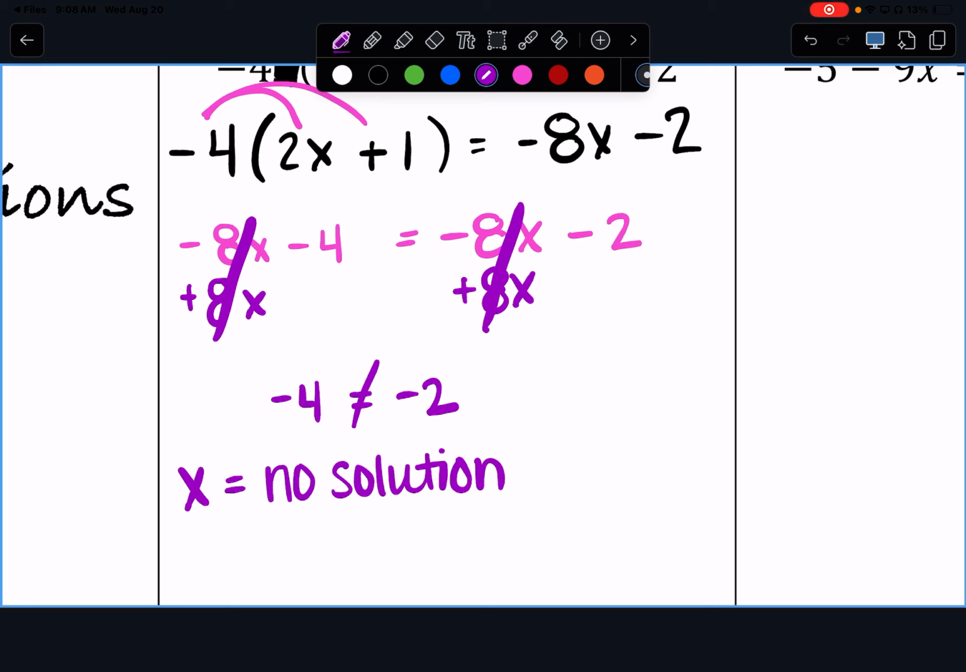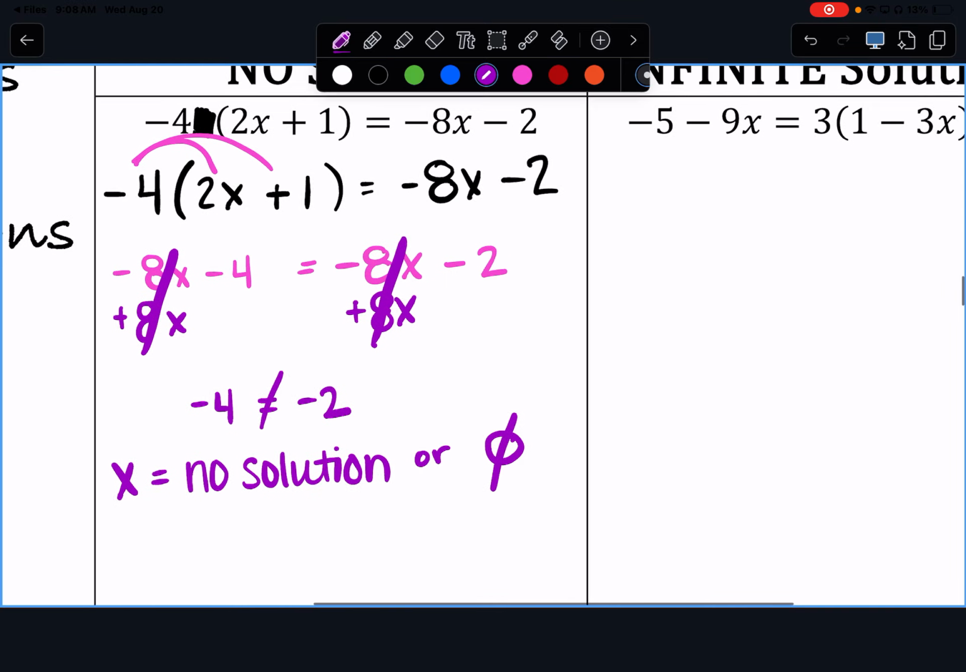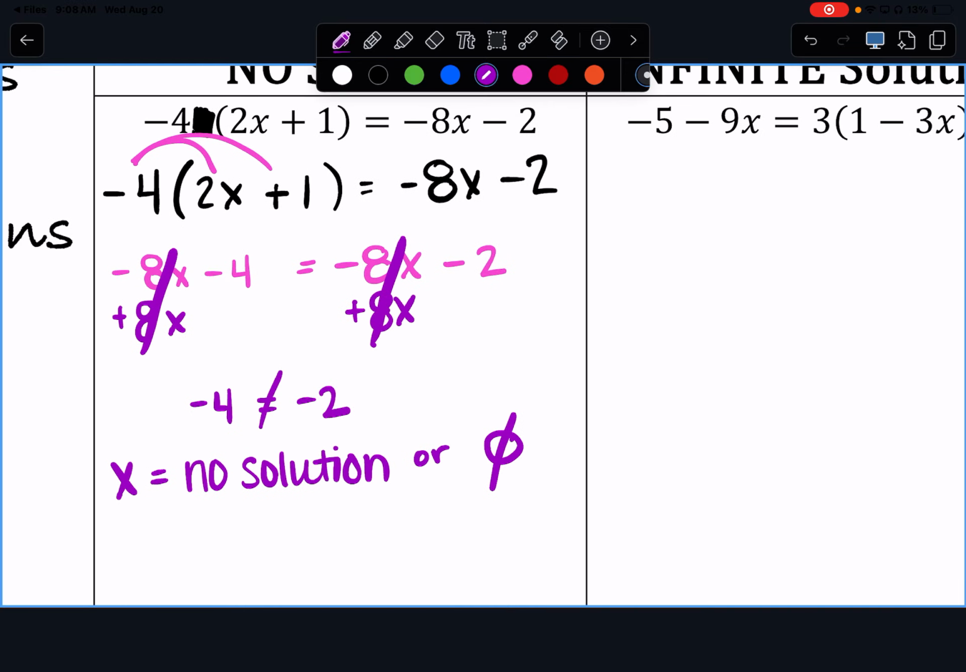Okay? You can also write your answer as 0 with a line through it. That represents the empty set, which just means there's no answers. There's no solution. That's all it means. You can do either. All right, the second question has no typos in it, so we're good to start.